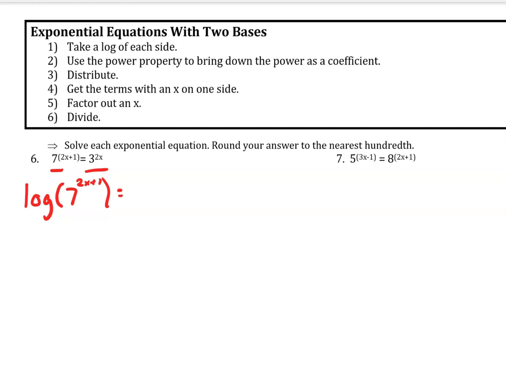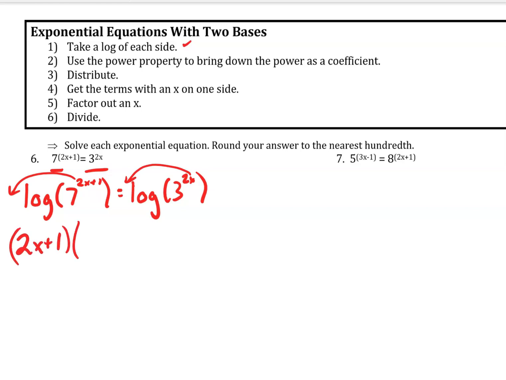So first, log, or log base 10, of 7 raised to the 2x plus 1 is equal to log, we're taking the log of both sides, step 1, of 3 raised to the 2x. So when we do this, we take our exponent out. So we have 2x plus 1 times log of 7 equals 2x times log of 3.